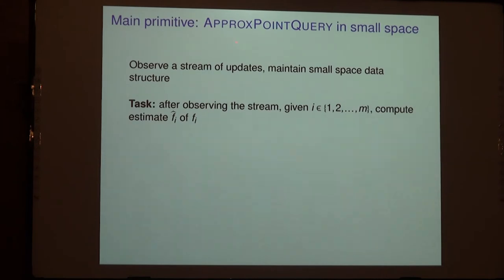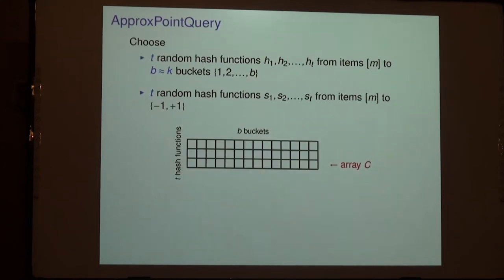Okay, so what we realized was that in order to solve this heavy hitters problem, it suffices to construct the following primitive. It was called approximate point query. What is approximate point query? It's this data structure that scans the stream, uses a small amount of space, and somehow, after observing the stream, if we're given an element of the universe, which is 1 through m, little m is the universe size, then this approximate point query can tell us how many times item I arrived in the stream. Not exactly, but approximately. So that's why we call it fi hat. Good. And so this is the solution for approximate point query that we designed in the previous lecture.